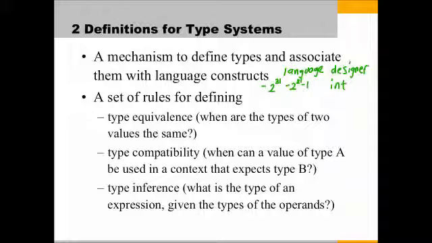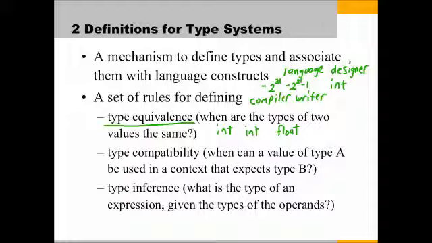The second way we define a type system is of interest to the compiler writer, because it provides a set of rules for type checking the expressions in a program. So there's three terms that are important for the compiler writer. First, there's the term type equivalence, which says when are the two types of two values the same? And this is a pretty strict definition. For example, int and int are equivalent types, but int and float aren't because they represent two different types of values.